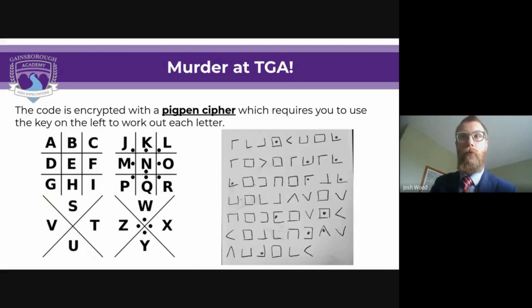So what you've got to do is try and work out what each of these symbols represent to try and crack the code. So I suggest pausing the video and see if you can work out what the code is.